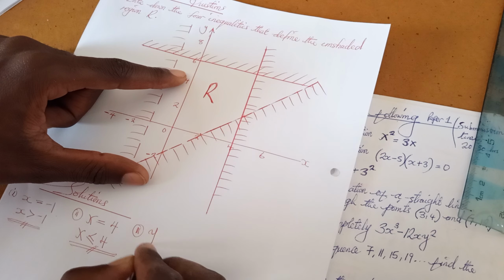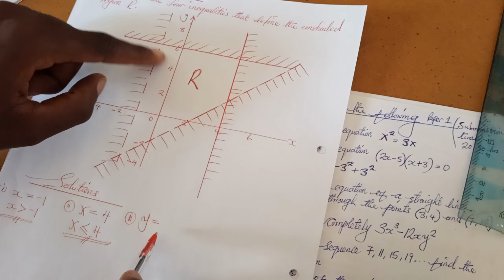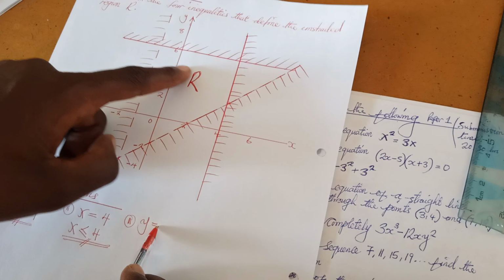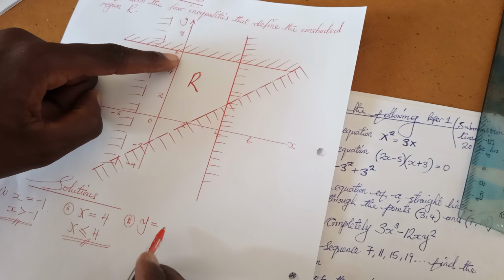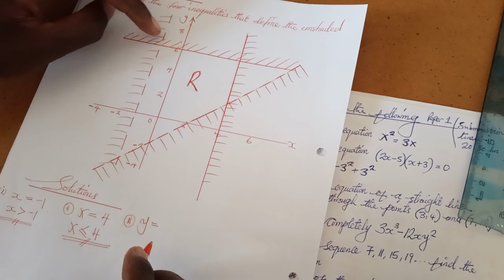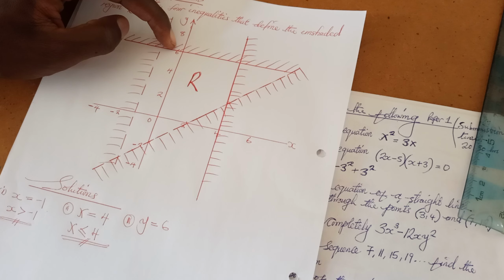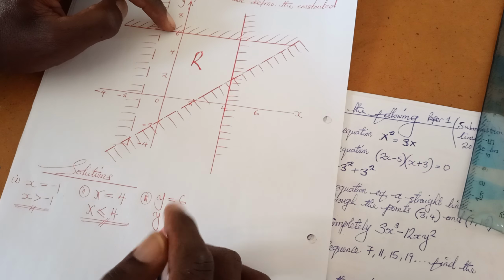So therefore we say y is equal to, okay, this line here is cutting the y-axis. At which number is this line cutting the y-axis? At 6. So y is equal to 6. Okay? So let us now put the inequality sign.